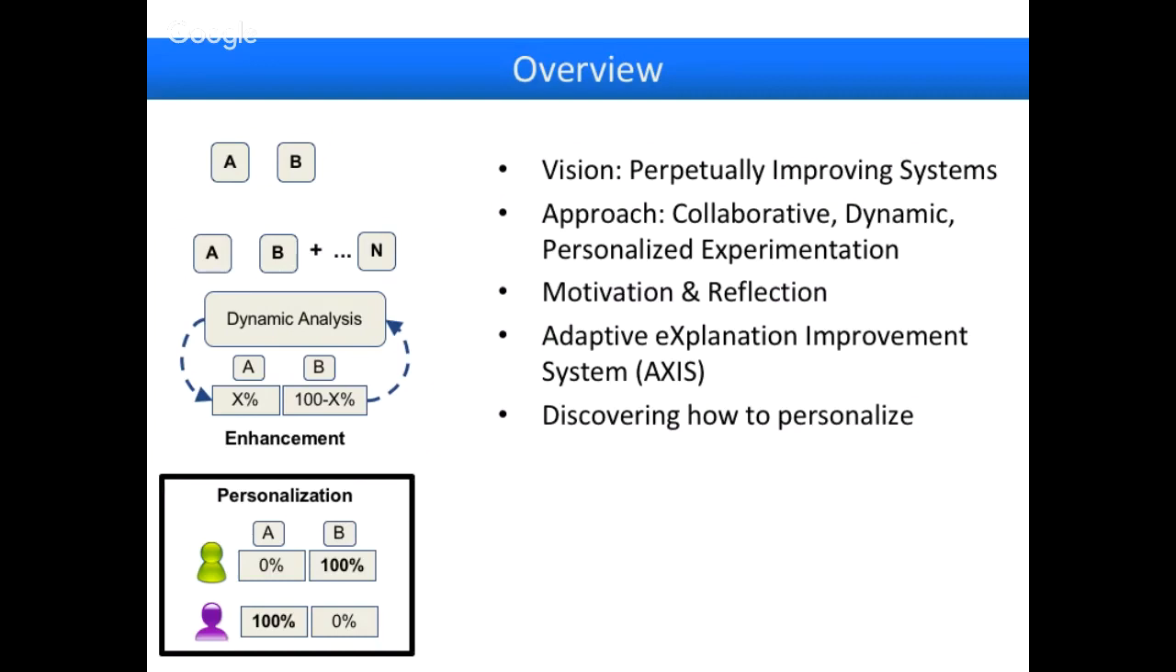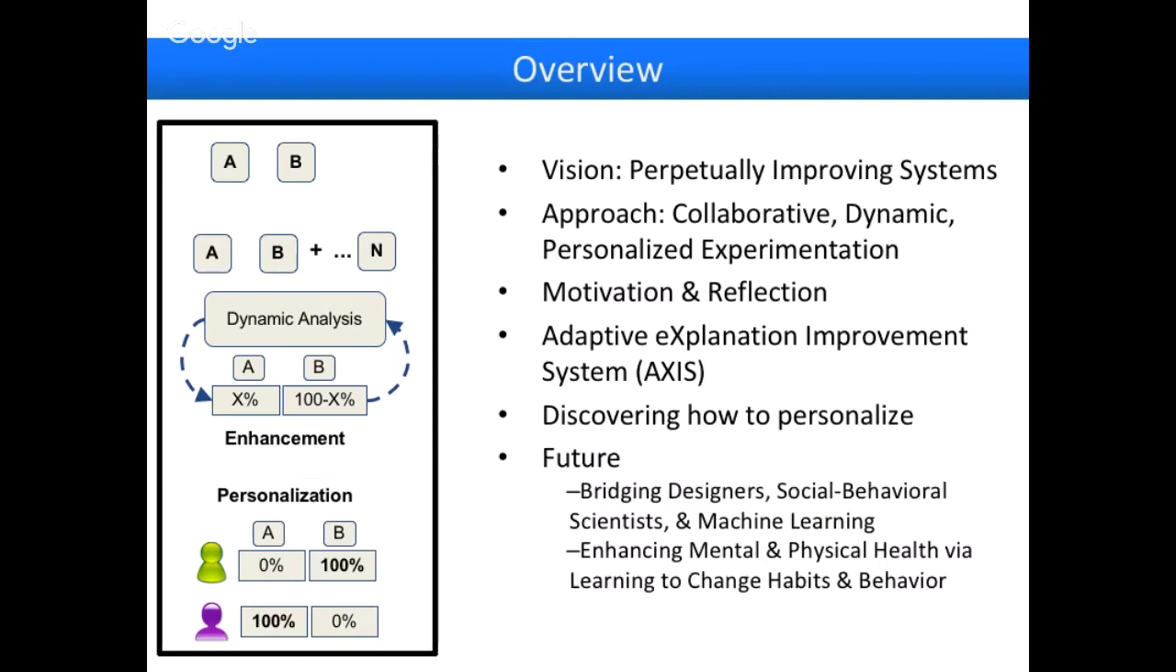Finally, I'll close with one example of how we can use experiments to discover how to personalize. And then I'll turn to future directions, because all of this work I see is just the foundation for future work by a range of people on how we can actually use experiments to bridge designers, social behavioral scientists, and machine learning researchers, and how we can actually push into other domains, like enhancing mental and physical health, by helping people learn how to change habits and behavior.